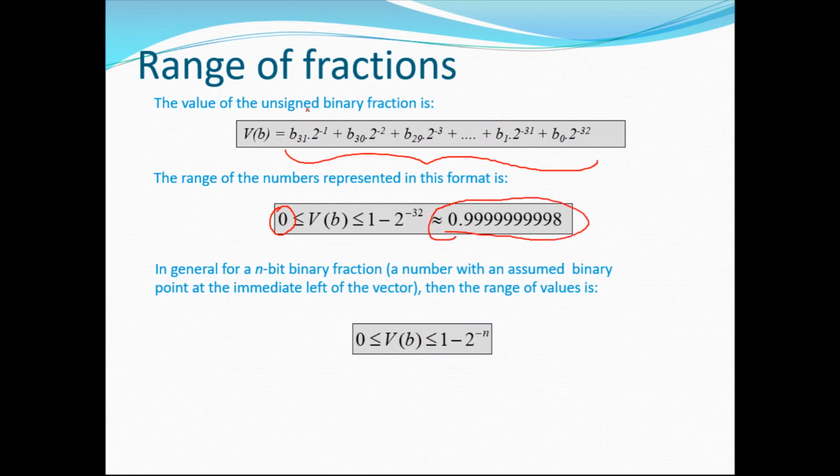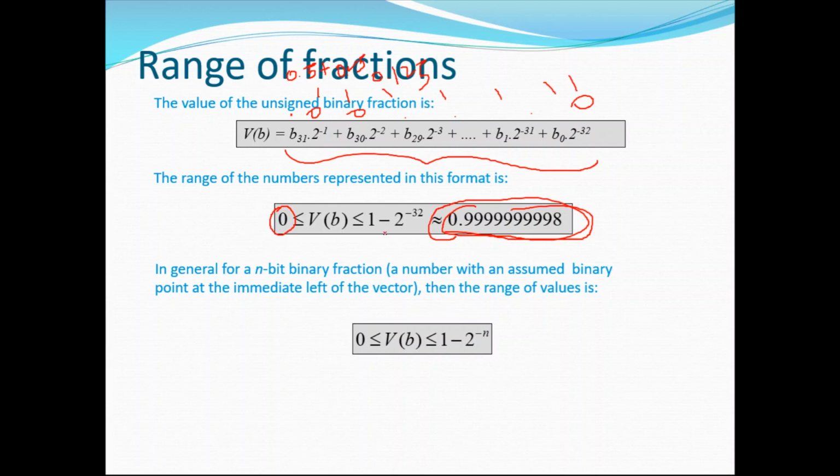What is 0? If all these 32 bits are 0, with an implicit binary point at the left end, then that value is 0, or you can say 0.0. If all these 32 bits are 1, then as we discussed previously, it is nothing but 0.5 plus 0.25 plus 0.125, and so on. If you add all these things, what you will get is approximately 0.9998.